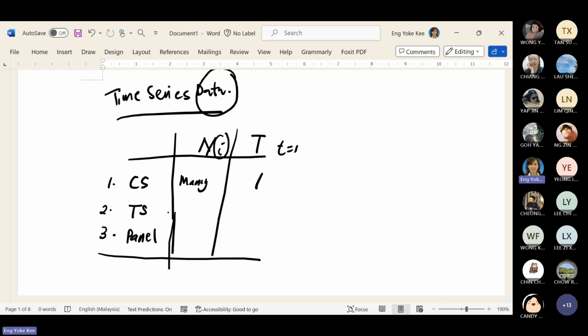For time series data, very simple. You only look at one individual. Probably it's one country, but for many years. For panel, it basically combines both: many individuals involved over many time periods. So a group of individuals, and how they behave over time.